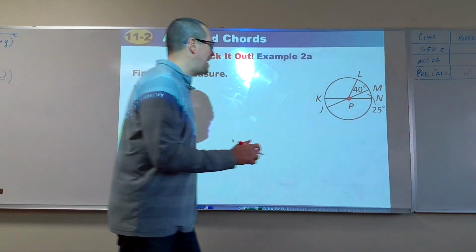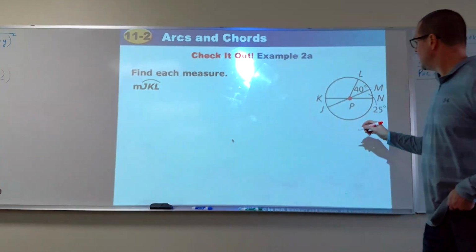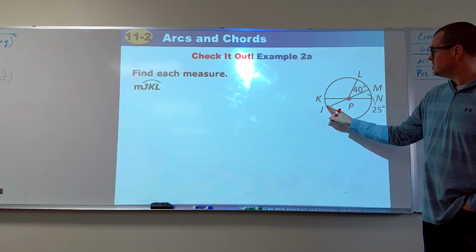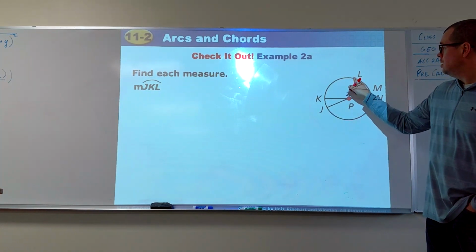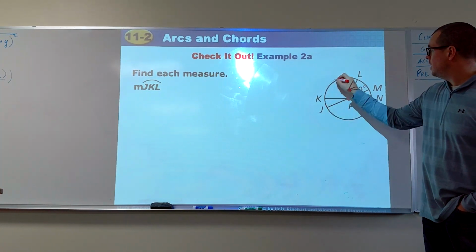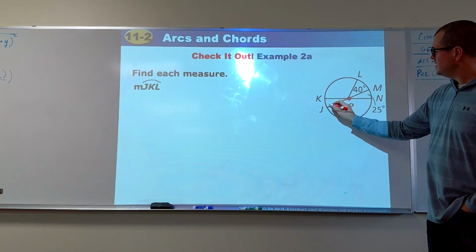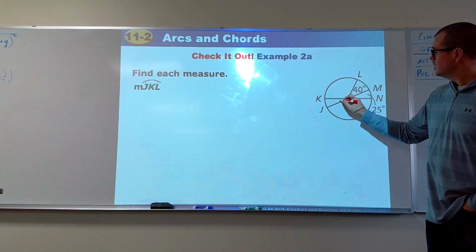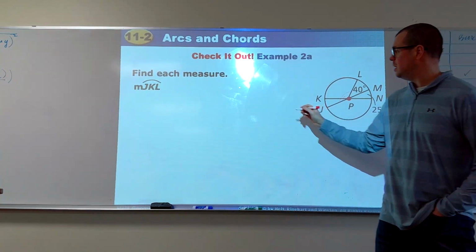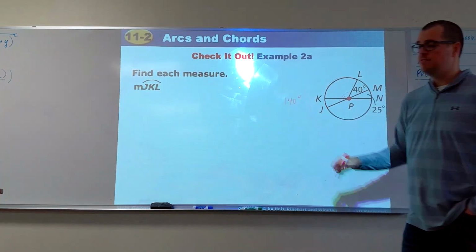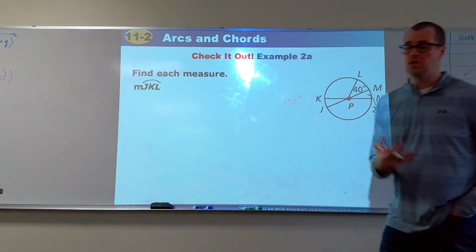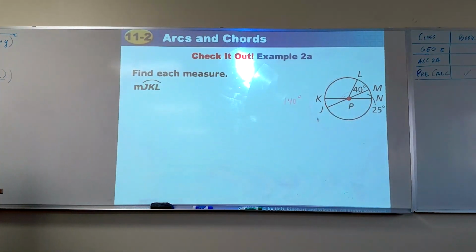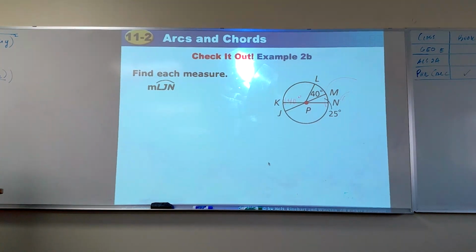Arc JKL. Well, we got to think now. JKL, just follow the letters, J to K to L. So it wants this arc right here. Well, this is a semicircle, so that's 180, and this is 40, so wouldn't from there to there have to be 140 degrees. Use what you know, figure it out. Remember, central angles are equal to their intercepted arc.